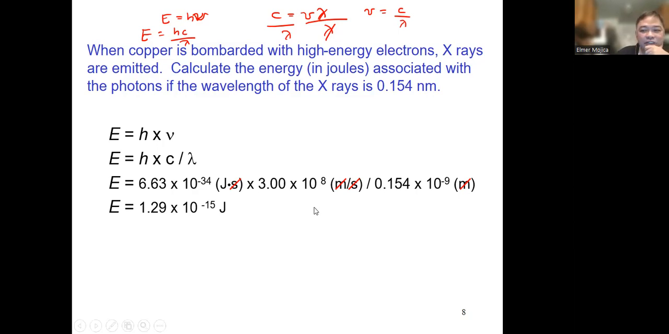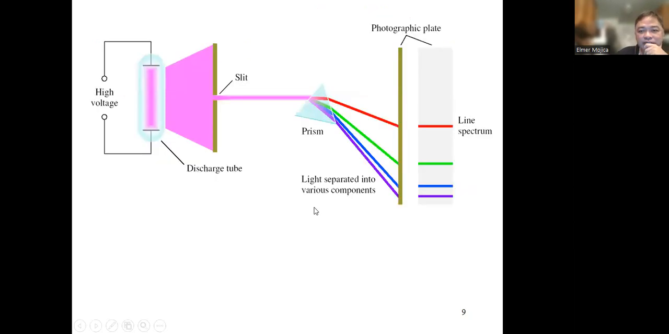Now, the next thing that I'm going to discuss to you is the phenomenon that they observed. Why is it that some elements, most of the elements, when you hit them, will only release certain line spectra? They will not form a rainbow. So what could be the explanation of this? Again, this supports that light can behave as a particle.